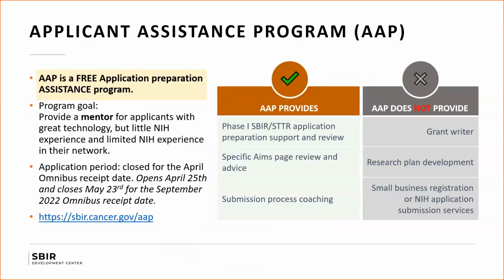The applicant assistance program is only for phase 1 SBIR or STTR applications, not fast track. So you could not use this program for the small business transition grant. But if you or anyone you know is applying for an SBIR or STTR phase 1 and you have not received NIH SBIR funding before, you can apply for the applicant assistance program. It's a free program. It gives you access to someone who is an experienced grant writer. They will not write the grant for you, but what they'll do is give you a lot of feedback.